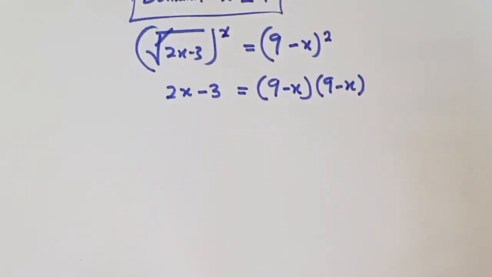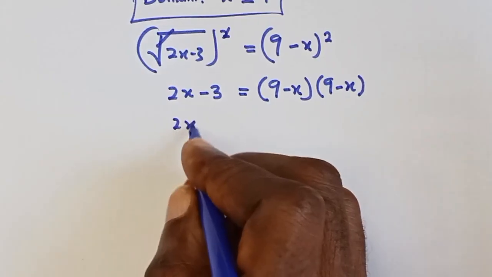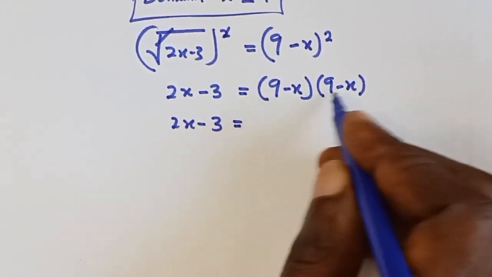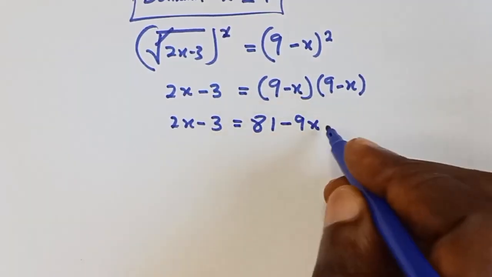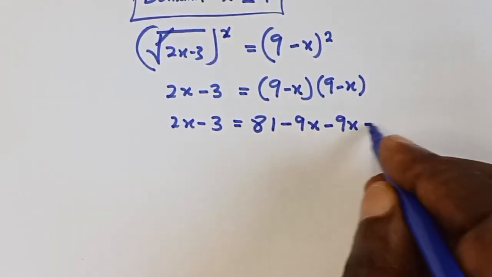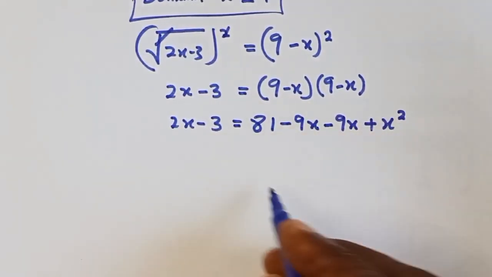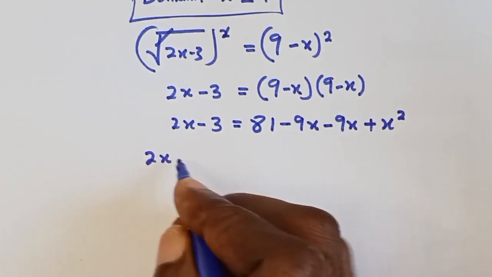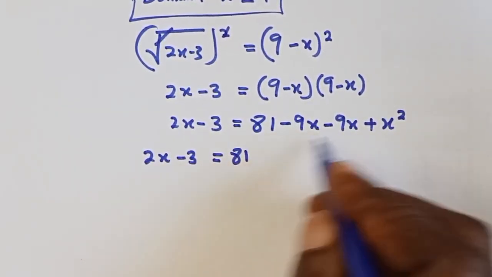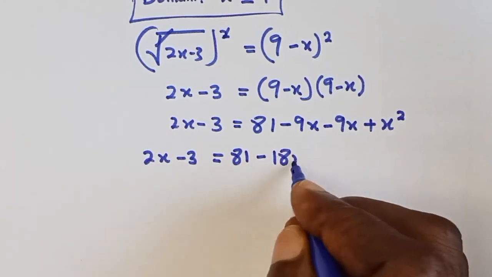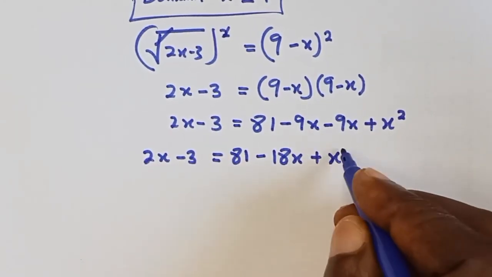Alright, so let's expand that. 9 times 9 will give you 81. Then we have minus 9x, minus 9x, and then plus x squared. From here we have 2x minus 3 equals 81, minus 18x, then plus x squared.